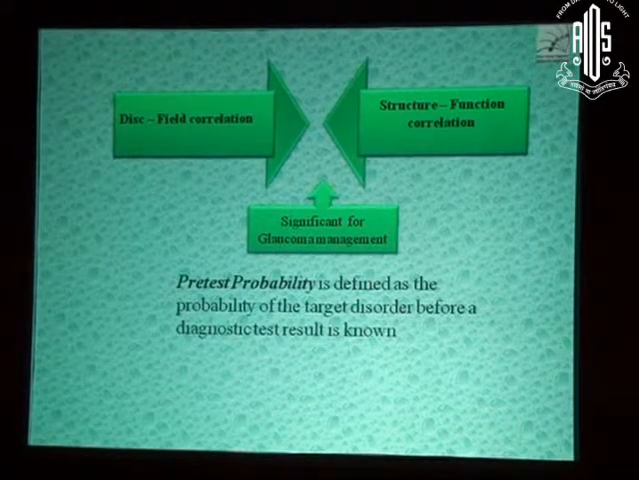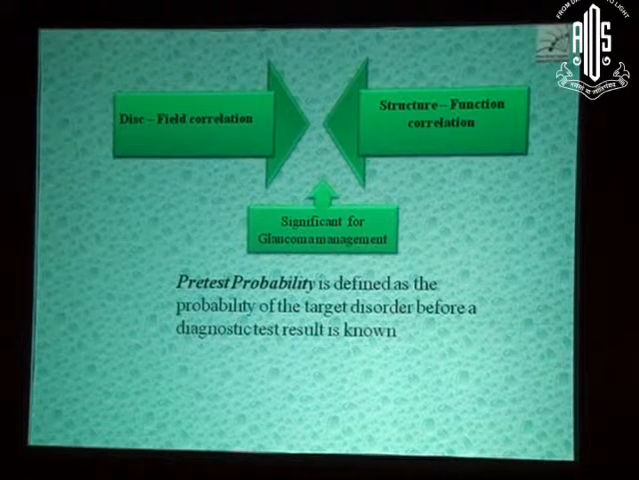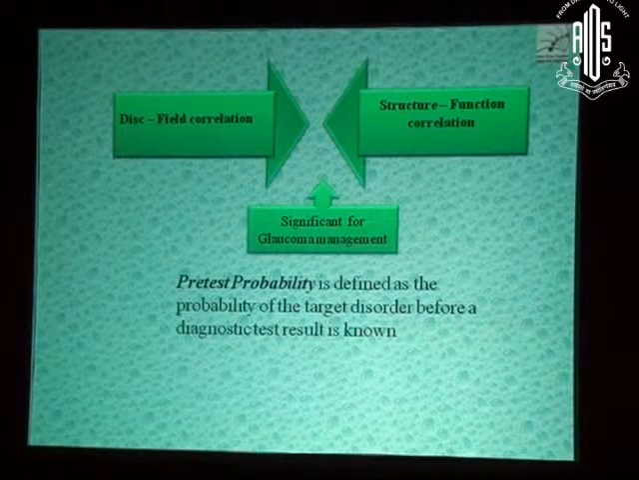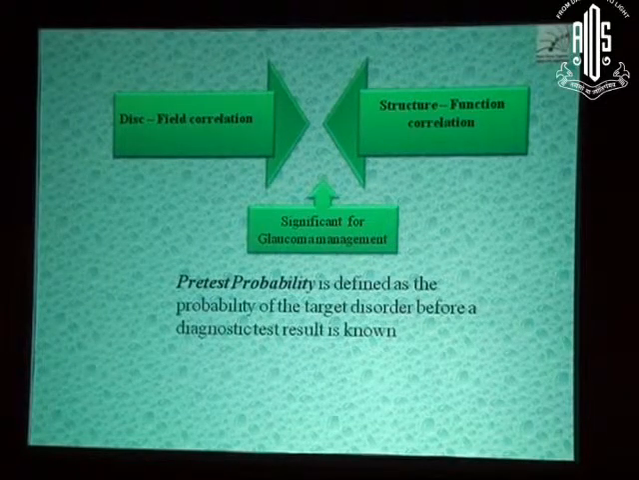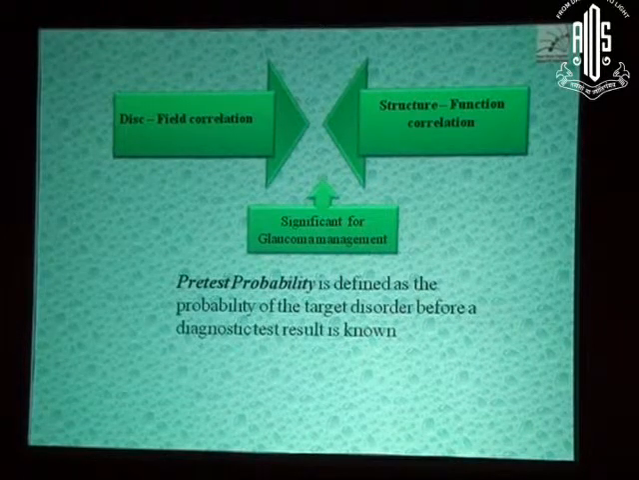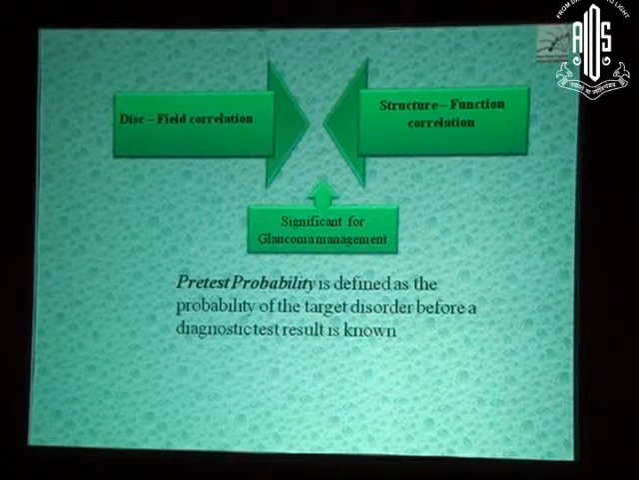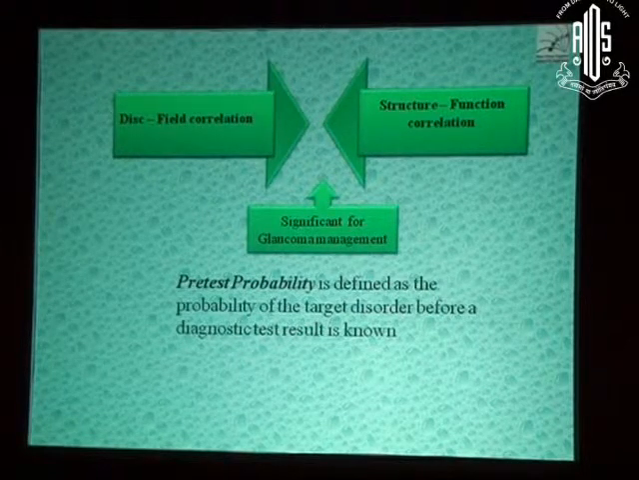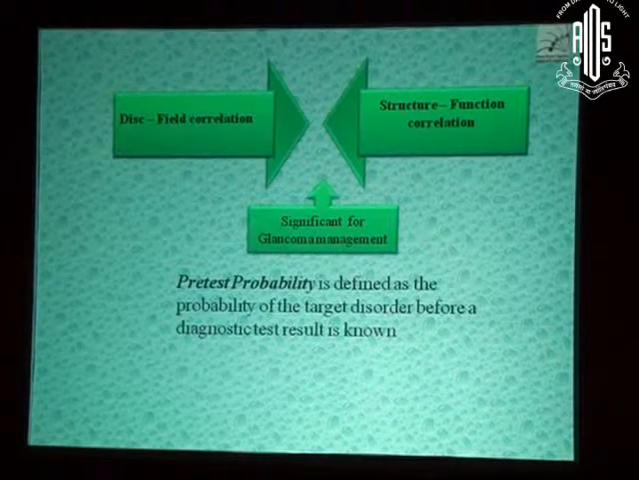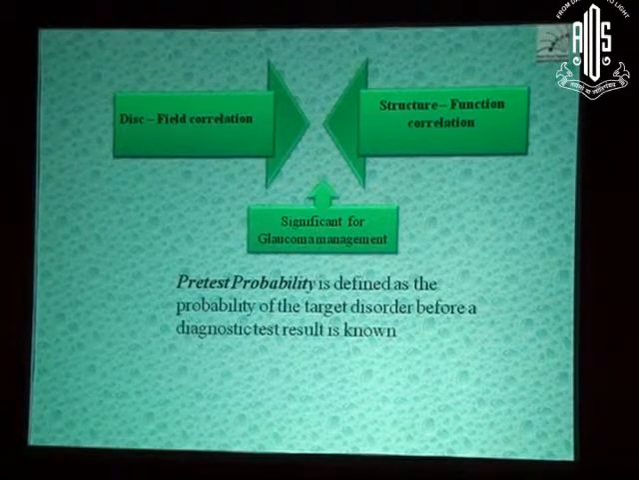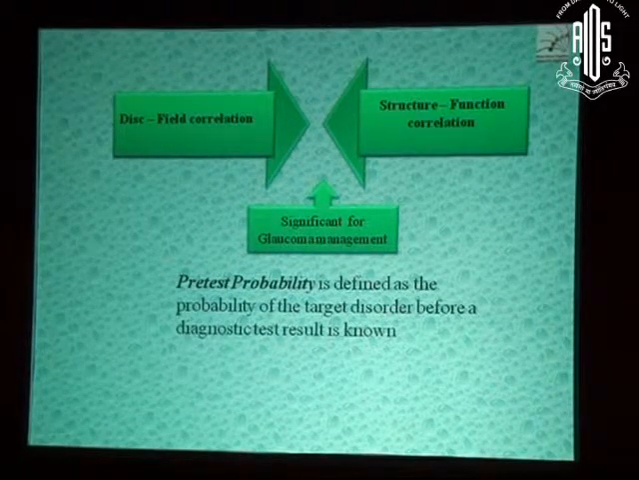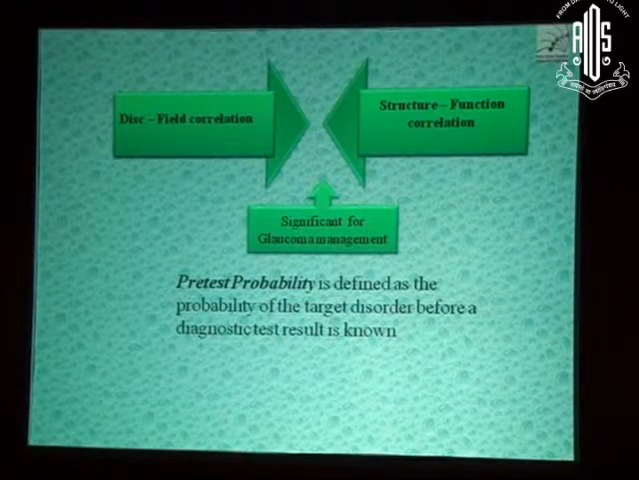What I always want to highlight is that before any test, there is something called pre-test probability, which is defined as the probability of the target disorder, in our case glaucoma, before the diagnostic test result is known. That means before performing the test, what is your suspicion? If it is high suspicion, then performing a test will be of more value to you rather than just saying, okay, we should see how the field comes, then we will decide whether this patient has glaucoma or not.